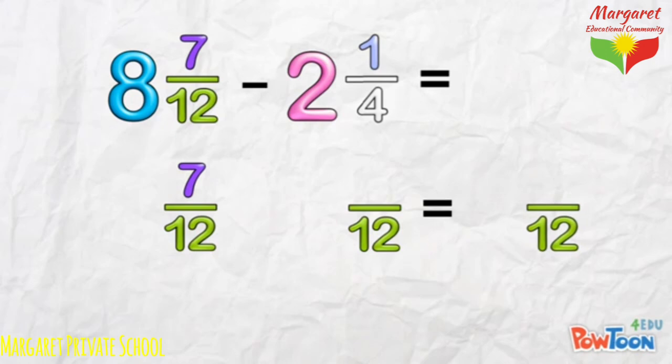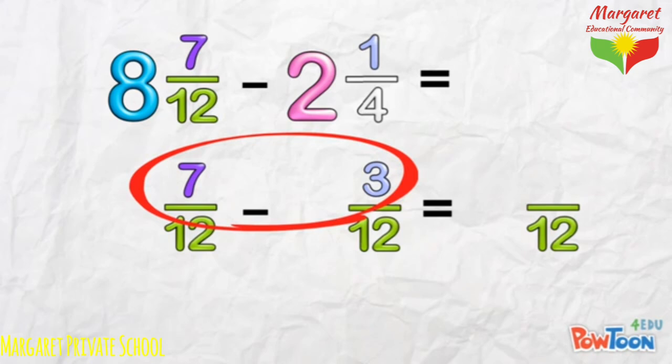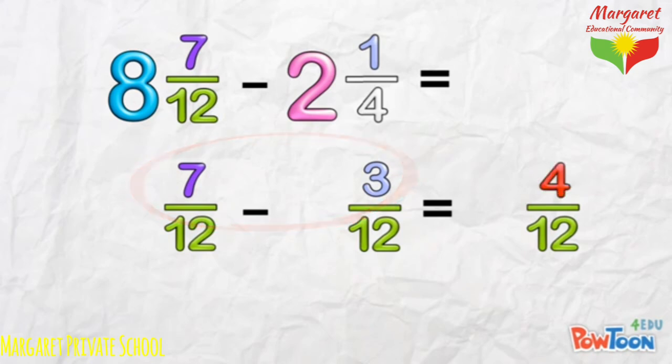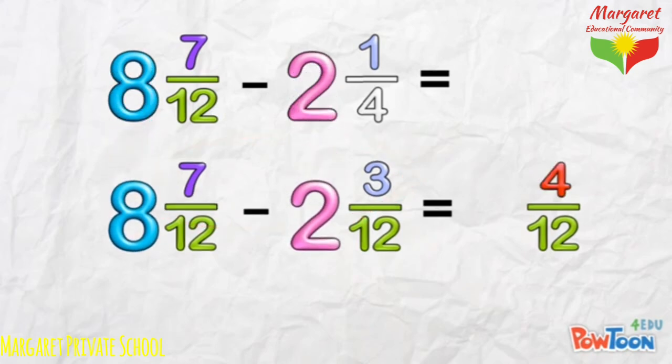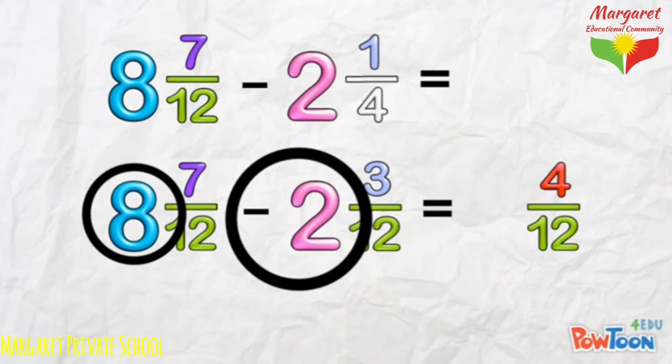To turn 4 into 12, we multiply by 3. Do the same up top. And now for the numerators. We've got 7 minus 3, that's 4. Next we do the whole numbers. 8 minus 2 is 6.